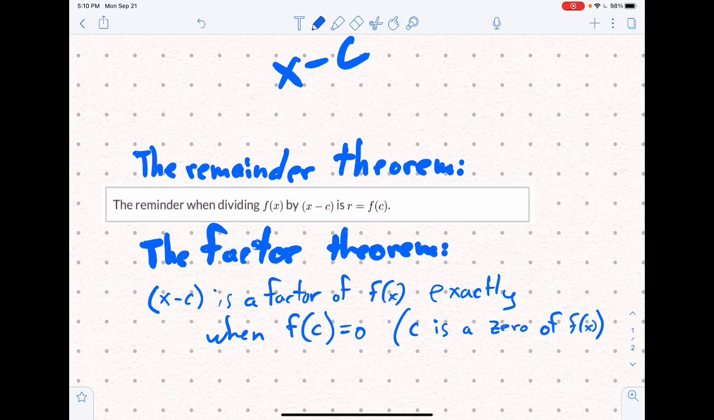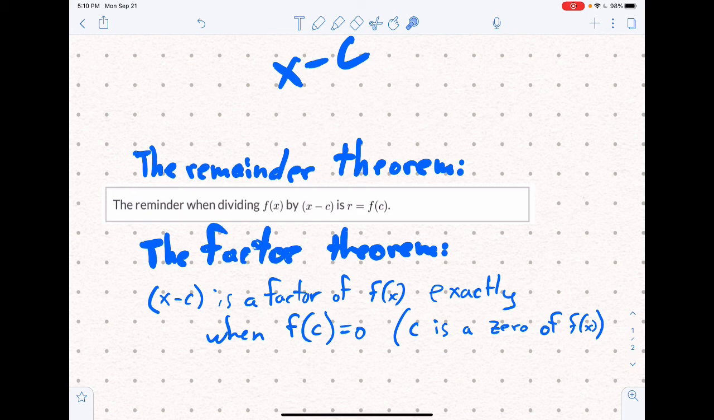And what's interesting about this is if you have a polynomial and you want to know, is this thing a factor of your polynomial? Well, one thing you can do is plug the number c in. If you get 0, then that is definitely a factor of your polynomial. And that's like magic. That's like without having to do any factoring work at all, you have determined that this thing, x minus c, is a factor of your polynomial.